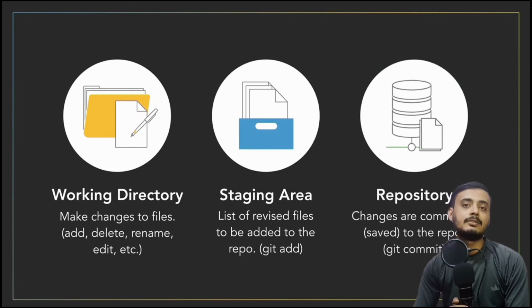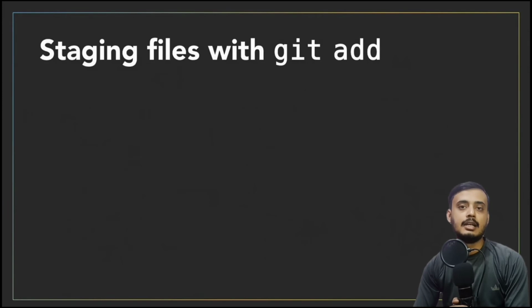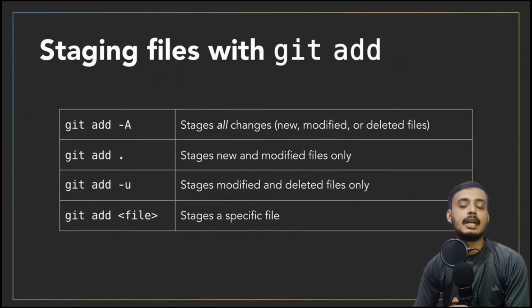To stage the revised file, use the git add command. There are a few different arguments that can be used to add specific types of changes. Dash capital A is used to stage all types of changes. A period adds all changes except deleting files. Dash U adds all the changes except new files, or we can just add a file by its file name.